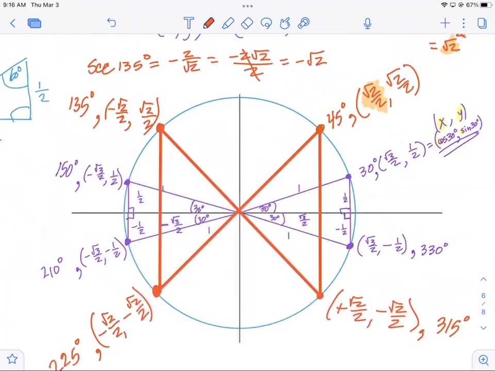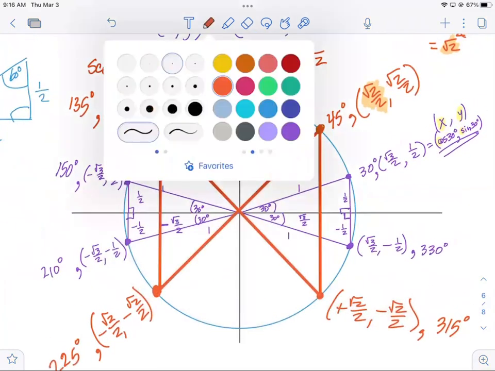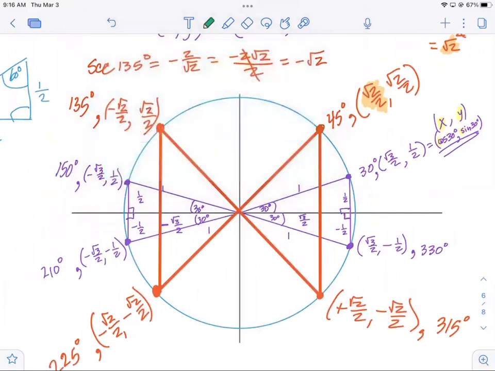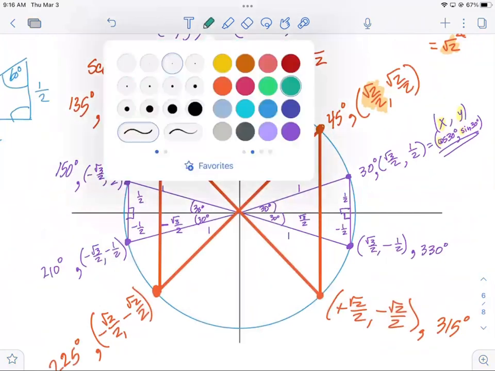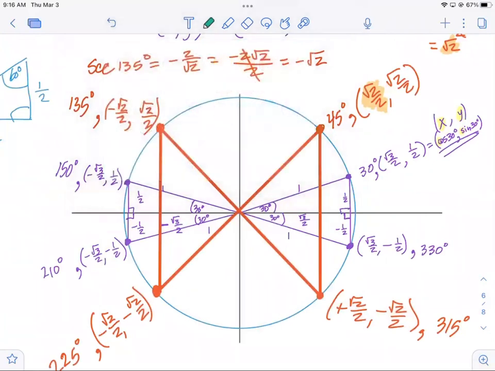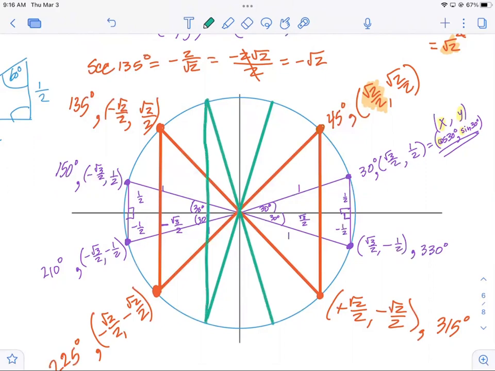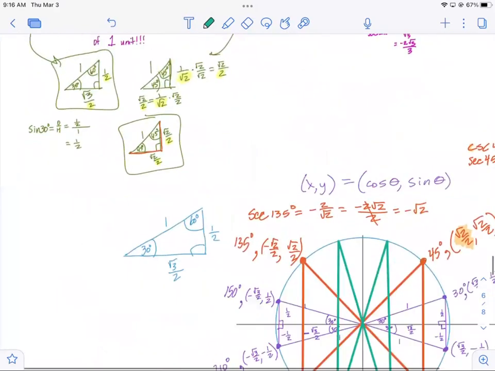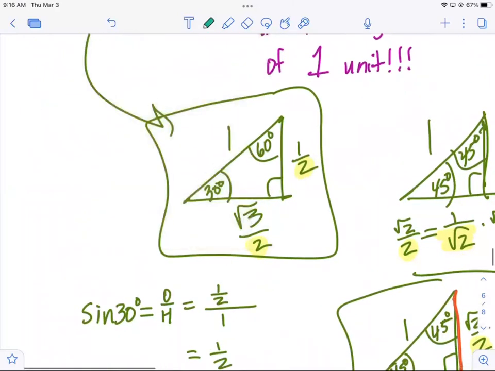Now we've got our 60 degrees. Okay, so I'm going to choose aquamarine. For our 60 degrees, we're going to have to draw something like this all the way across, and then similarly like this, right? And then we drop a perp, and we drop a perp. Okay, so now we have our 60-degree reference angles. Well, let's come over here.